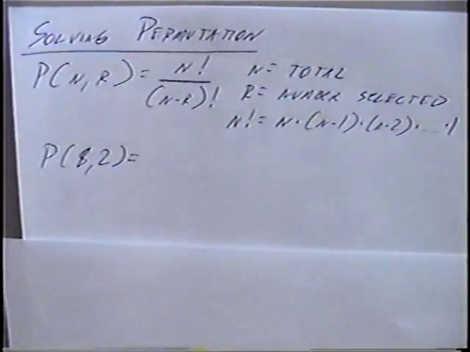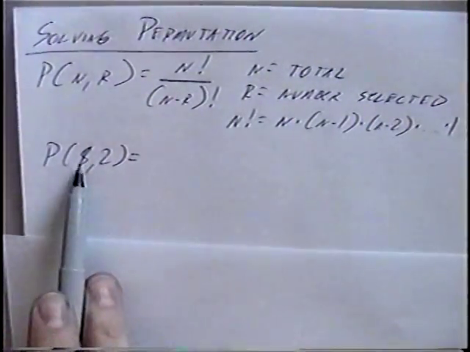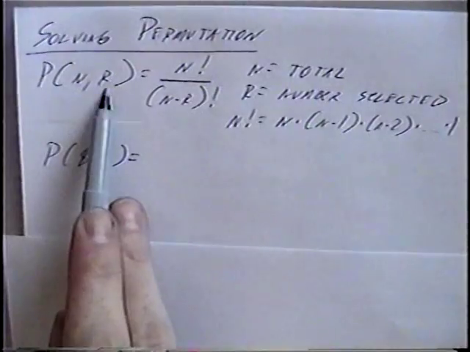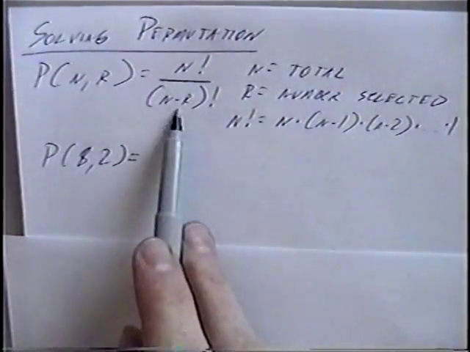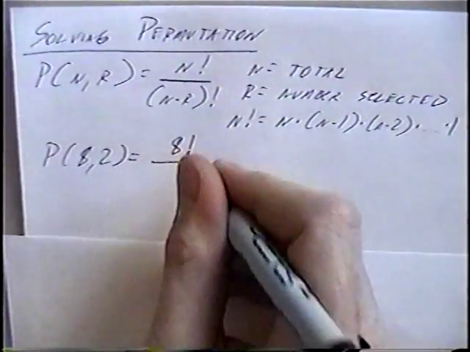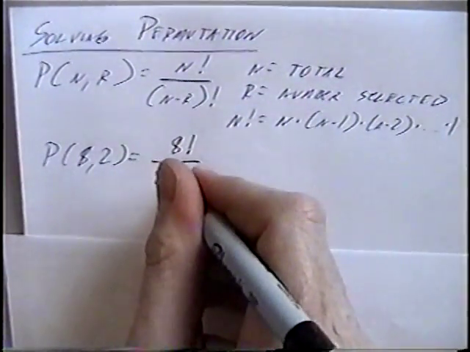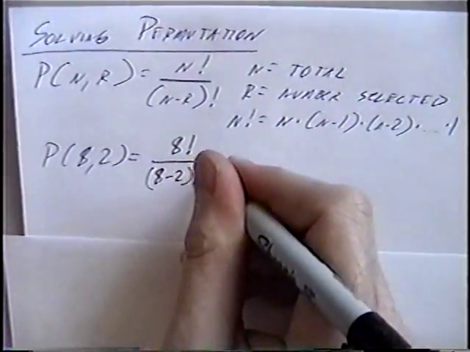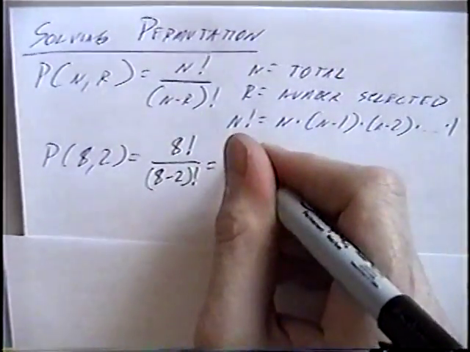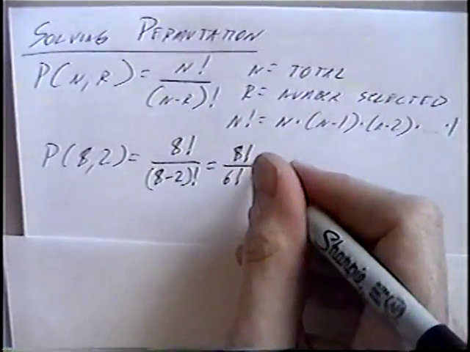Our first problem for the section is permutation 8, 2. Again, 8 would be equal to n and 2 would be equal to r. Plugging them into the equation, we would have 8 factorial divided by n minus r, which is 8 minus 2 factorial. 8 factorial would stay the same. 8 minus 2 would be 6 factorial.